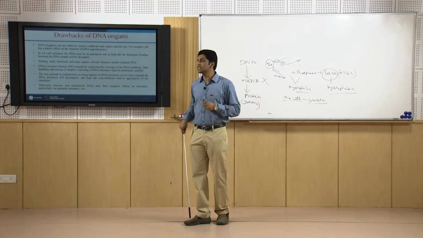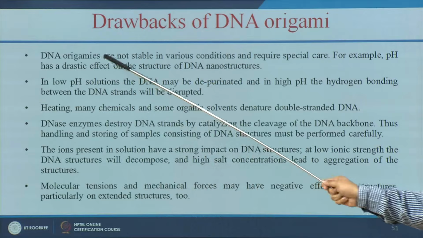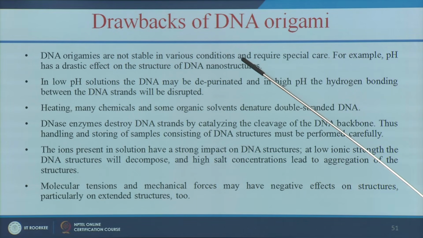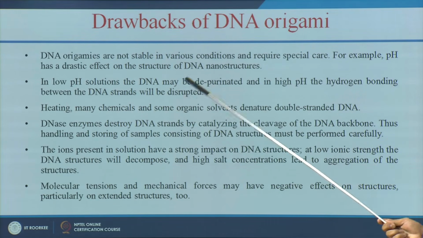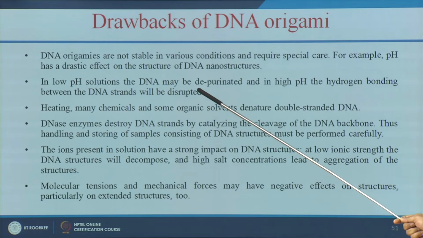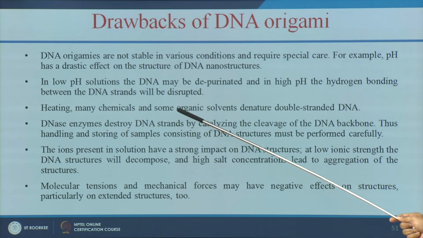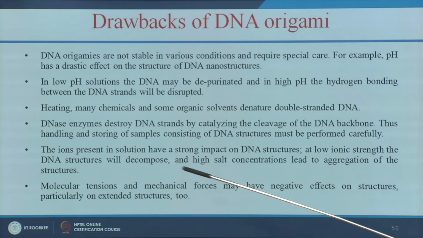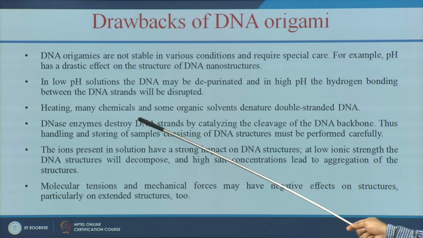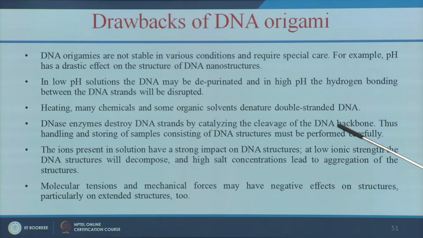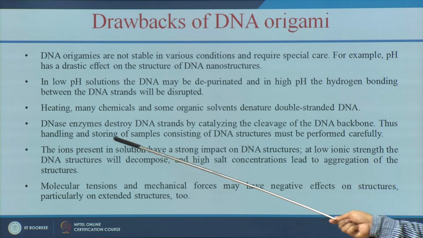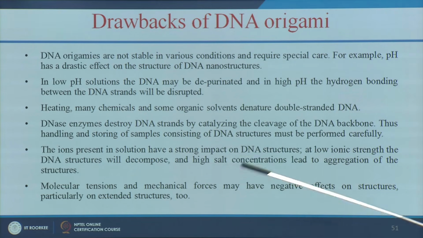So let us see some of the drawbacks of DNA origami. Here the DNA origamis are not stable in various conditions. It requires special care. For example, pH has a drastic effect on the structure of DNA nanostructures. In low pH, the DNA may be depurinated, and in high pH, the hydrogen bonding between DNA strands will be disrupted. Also heating, many chemicals and some organic solvents may denature the double stranded DNA, and enzymes like DNases can destroy the DNA strands and the DNA backbone. Thus we have to store and handle these samples very carefully, and again the ions present in the solutions have a strong impact on the DNA structures.